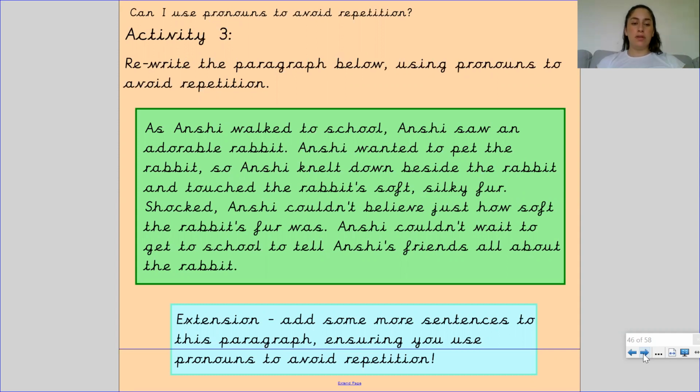For the children who are starting on activity 2, I do also expect you to challenge yourself a little bit by having a go at activity 3. The children who start on activity 3, challenge yourself with the extension. The extension is to add some more sentences to this paragraph, ensuring you use pronouns to avoid repetition. Okay, and I look forward to seeing that you have challenged yourself in this activity.